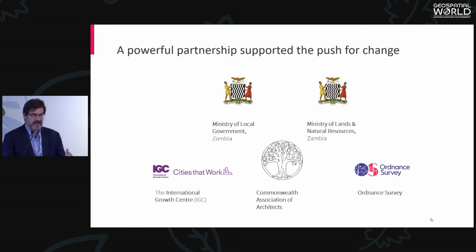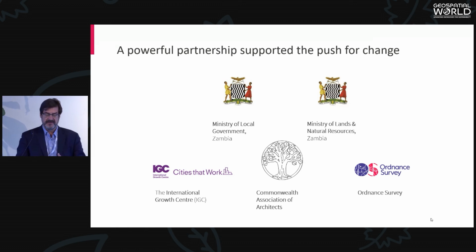The Ministry of Local Government Zambia was the key client. They were the organisation that said, look, we understand we have a problem. 70% of our population of Lusaka live informally. We need to be able to target those resources now. We need to be able to understand exactly where we need to put those key resources in the city.